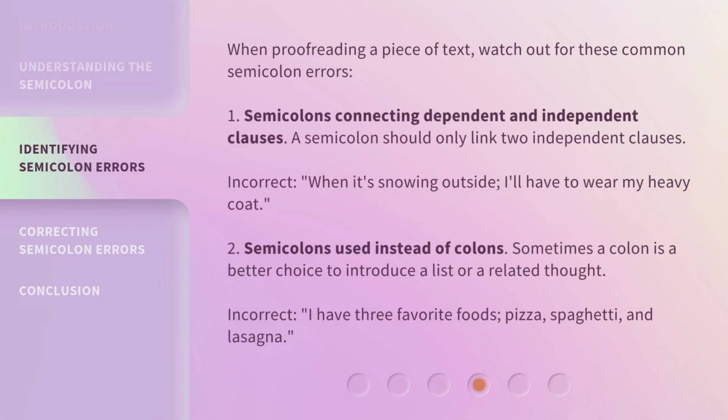When proofreading a piece of text, watch out for these common semicolon errors. 1. Semicolons connecting dependent and independent clauses. A semicolon should only link two independent clauses. Incorrect. When it's snowing outside; I'll have to wear my heavy coat.